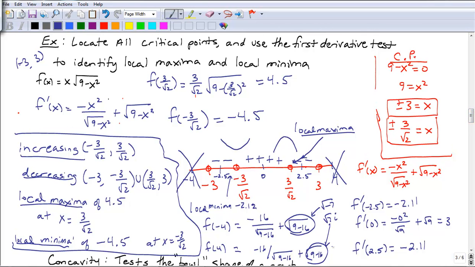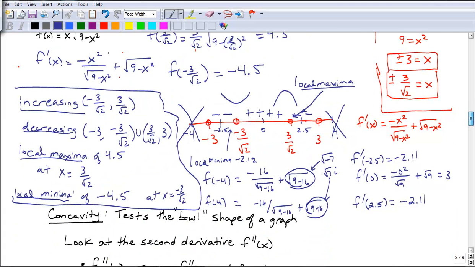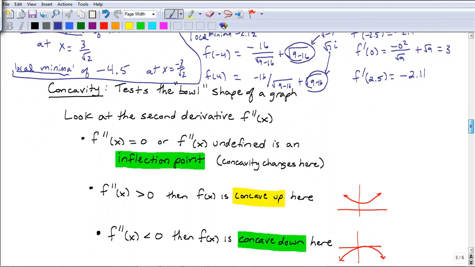Notice when I get i's out of my answer, then I don't have to worry about that as an increasing or decreasing part of the graph. Usually it's because it's outside the domain of the graph.